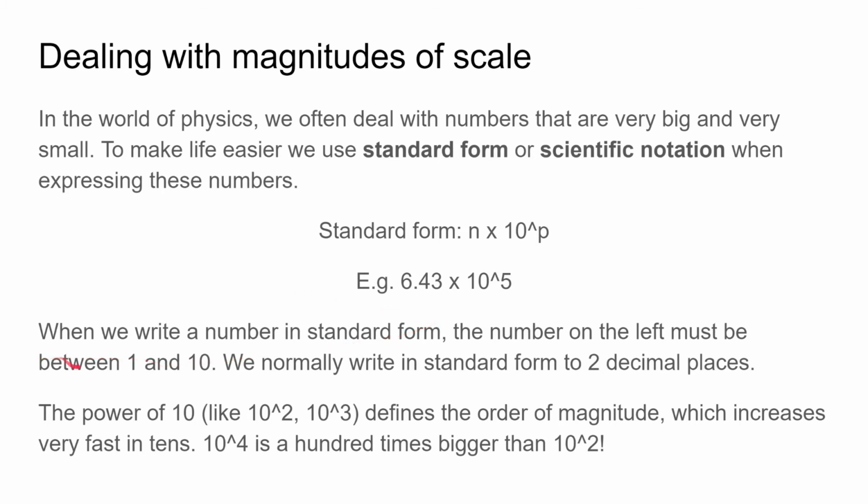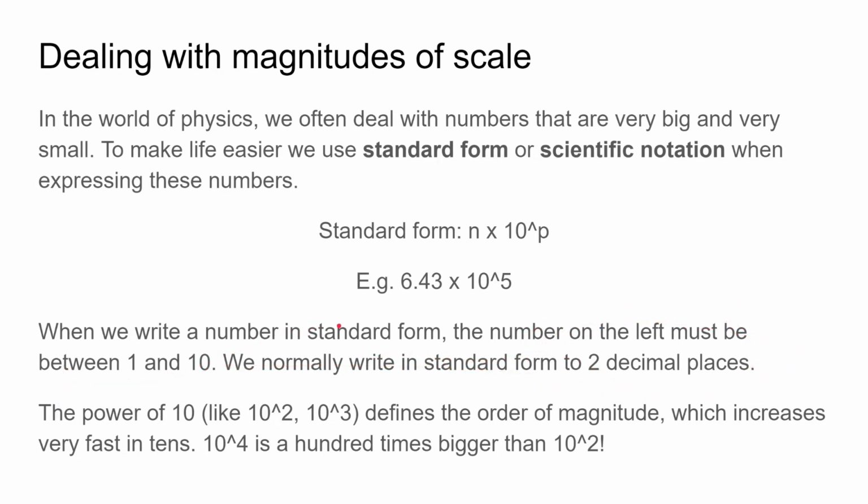So that's why whenever we write a number in standard form, the number on the left must be between 1 and 10, because if it's not, then it defeats the purpose of standard form. And we normally write in standard form to 2 decimal places. Now this is not necessary. The question might ask you to write to 1 or 3 or 4 or no decimal places at all. So that definitely should take more importance. But if it's not specified, general rule of thumb, it's a good idea to write it to 2 decimal places. That's generally a safe bet.